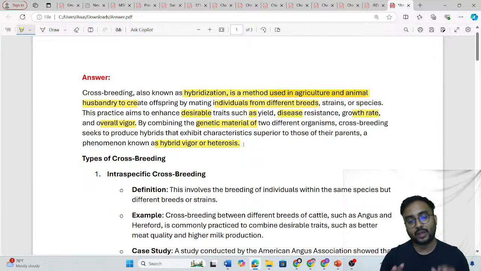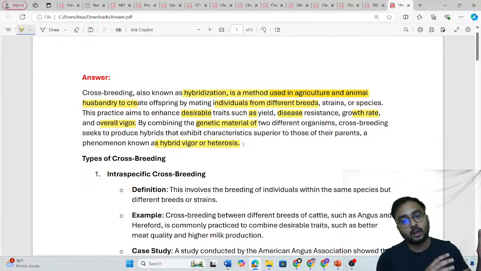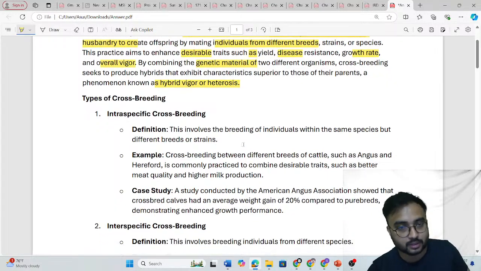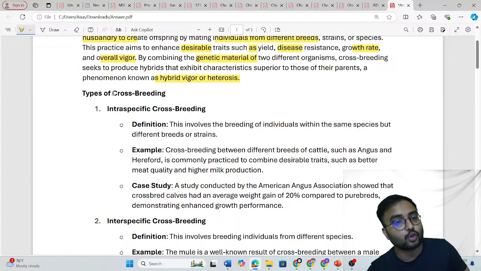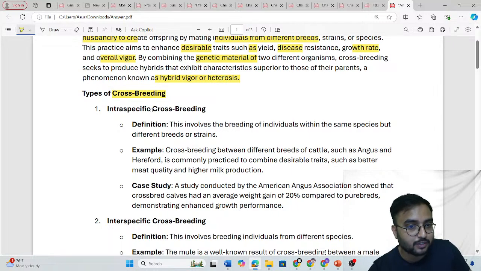We understand now, we have the background also, we understand what crossbreeding is, why it is done, and overall when the characters are transferred from parents to the young ones, and that young one is of superior quality, automatically we understand that it is heterosis. Next, we come to types of crossbreeding. First is interspecific crossbreeding.